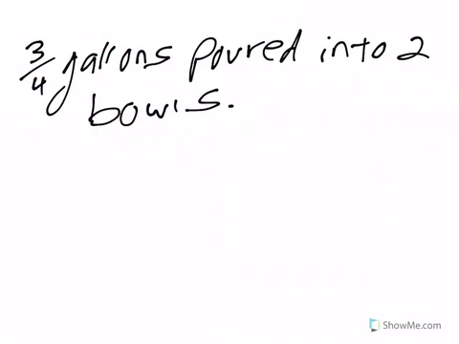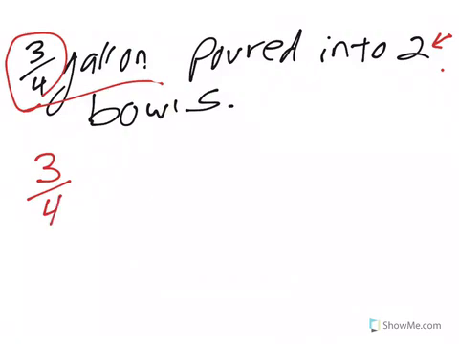All right, we're going to start off by looking at this problem here. If you have 3/4 of a gallon poured into 2 bowls. So let's say you have a gallon of milk, but it's only 3/4 full, and you're going to pour it equally into 2 bowls. How many gallons would be in each bowl? Well, we're taking 3/4, which is what we originally had, and we're dividing it, by pouring it, into 2 bowls. Two ways we could look at this.